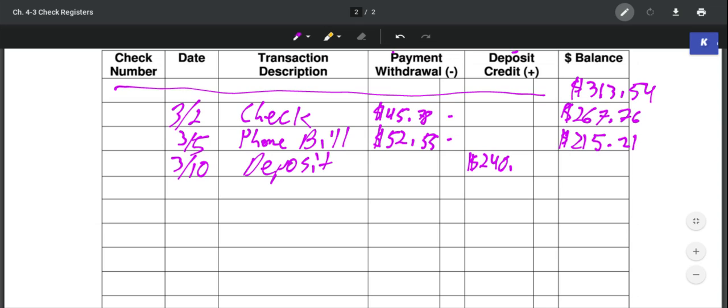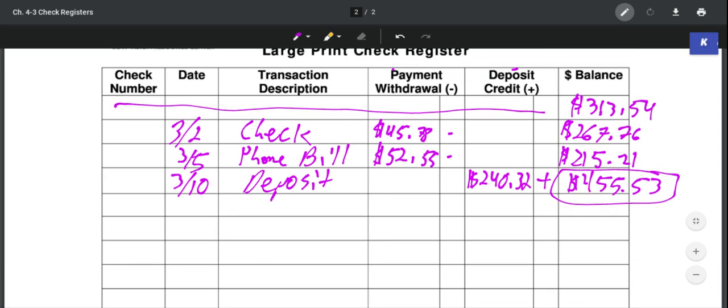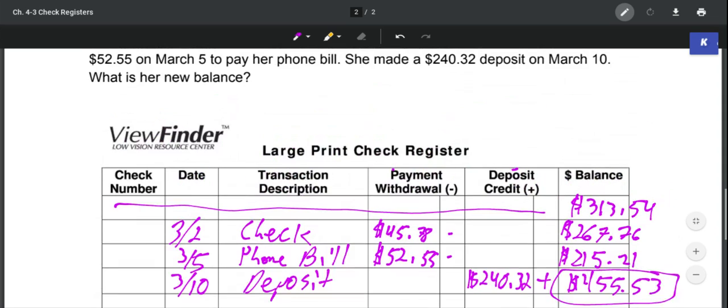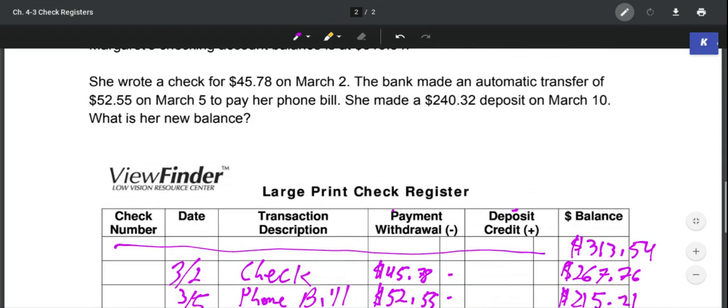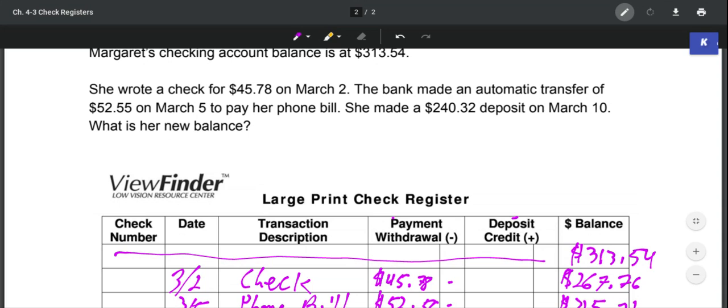So that would be 240, 32, and we're going to add that to our previous balance, which was 214.21. We add those two together, and that gives us our final balance after all this is done of $455.53. So as of March 10th, this would be the balance in your checking account. That's just an example of how to do that. On your homework, you're going to be given a bunch of different information to put in, so you fill all that out and then get your balance at the end.